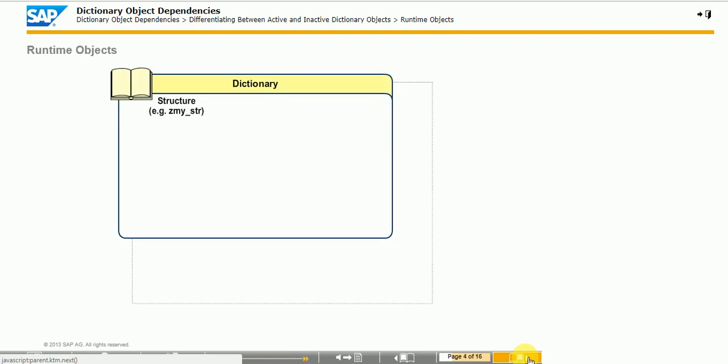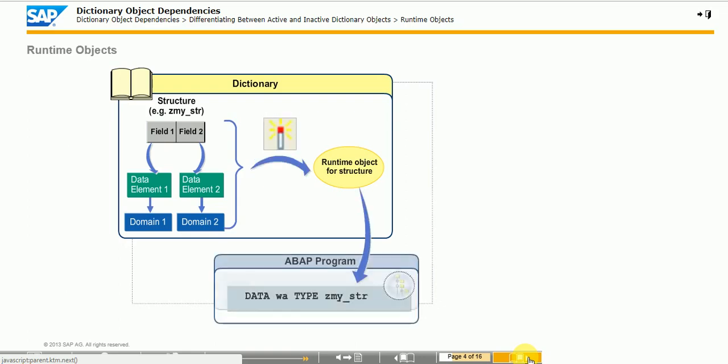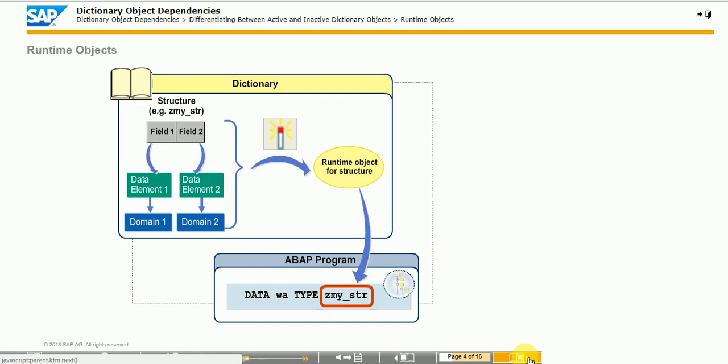The information about a structure or table is distributed in the ABAP dictionary in domains, data elements, and the structure definition. The runtime object combines this information into a structure in a form that is optimized for access from ABAP programs. The runtime object is generated automatically when you activate a structure. The runtime objects of the structures are buffered so that the ABAP runtime system can quickly access this information.